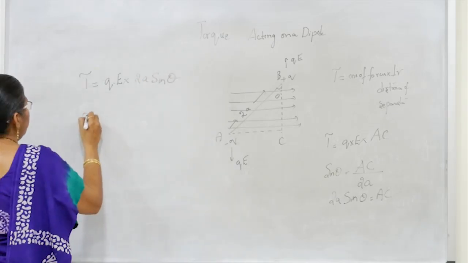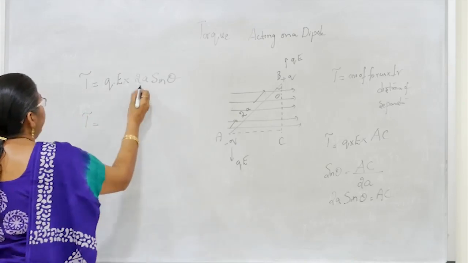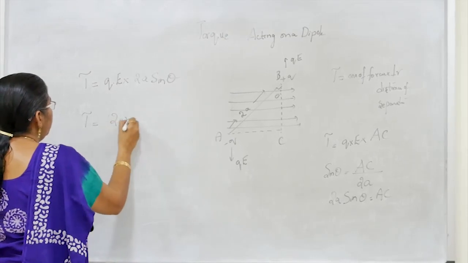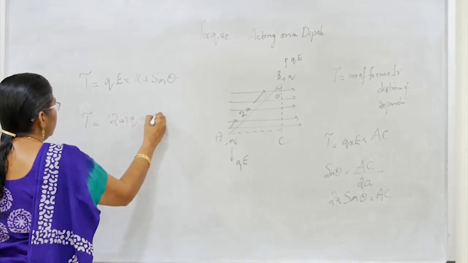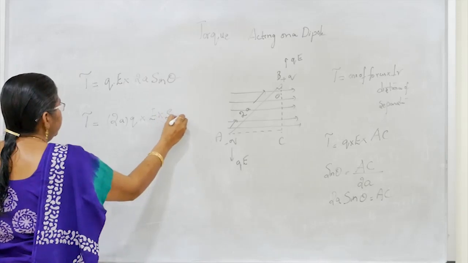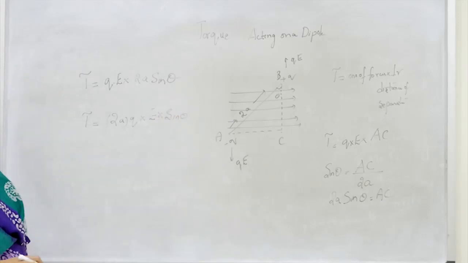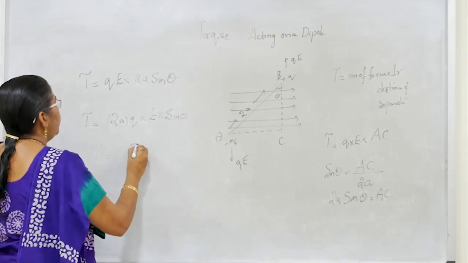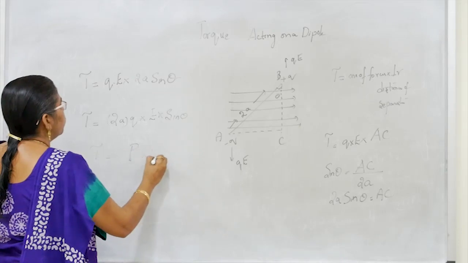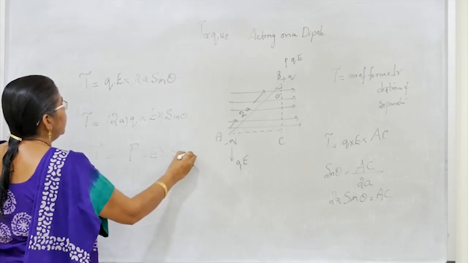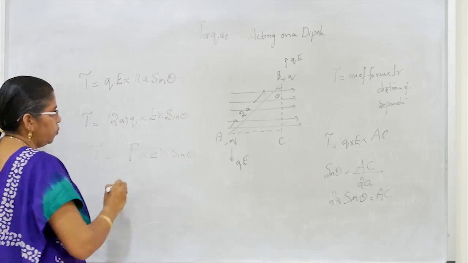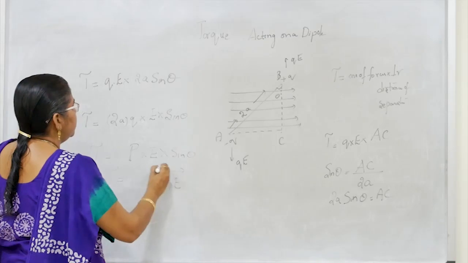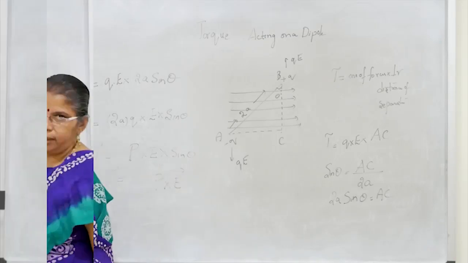So torque tau is equal to, I write 2A and Q together. So 2A into Q into E into sine theta. So 2A into Q will give me dipole moment. So P into E into sine theta. So torque tau is equal to P cross E. So this is the torque that is acting on a dipole.